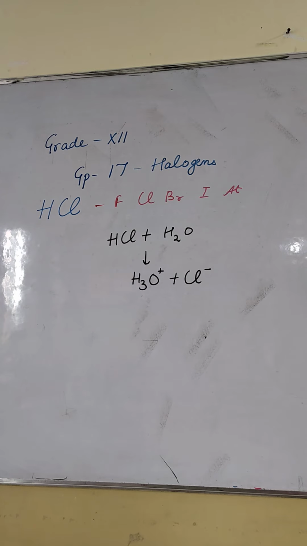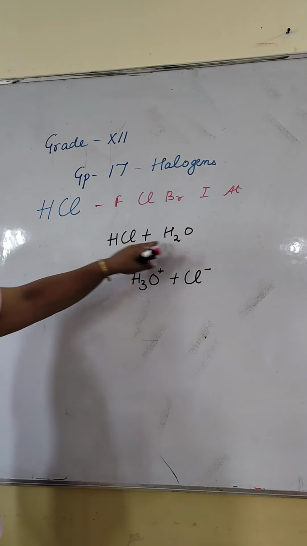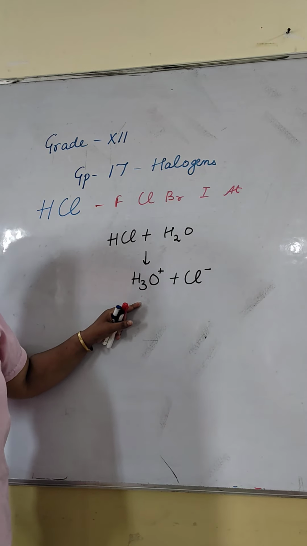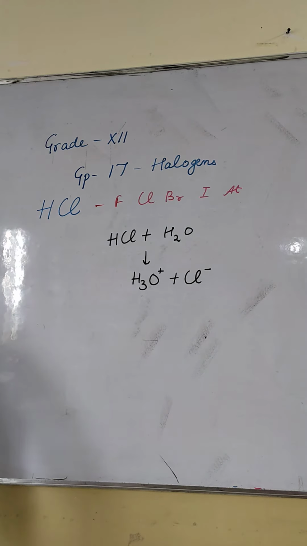Next, its aqueous solution is called hydrochloric acid. The high value of the dissociation constant for this reaction indicates that it is a strong acid in water. It almost completely ionizes in water, so that's why it is one of the strong acids. HCl can be found in solid, liquid and gas form, but generally we use it in liquid form.